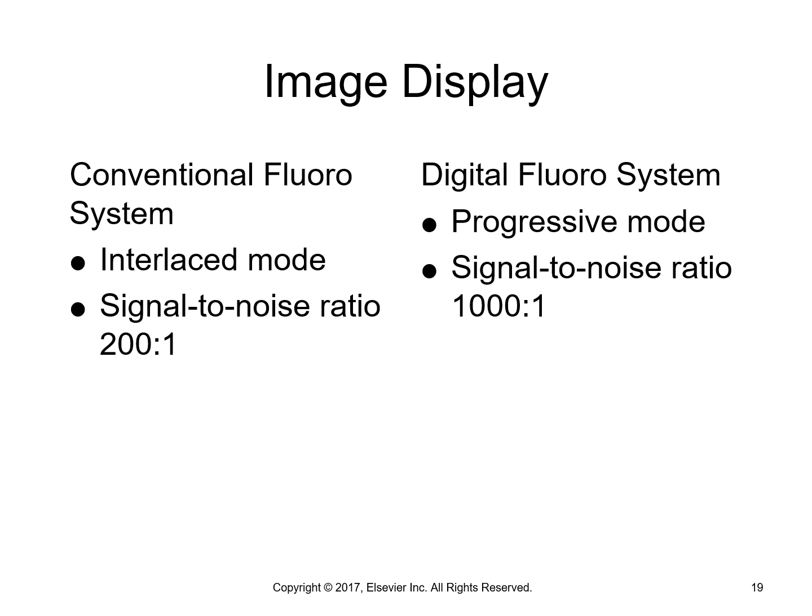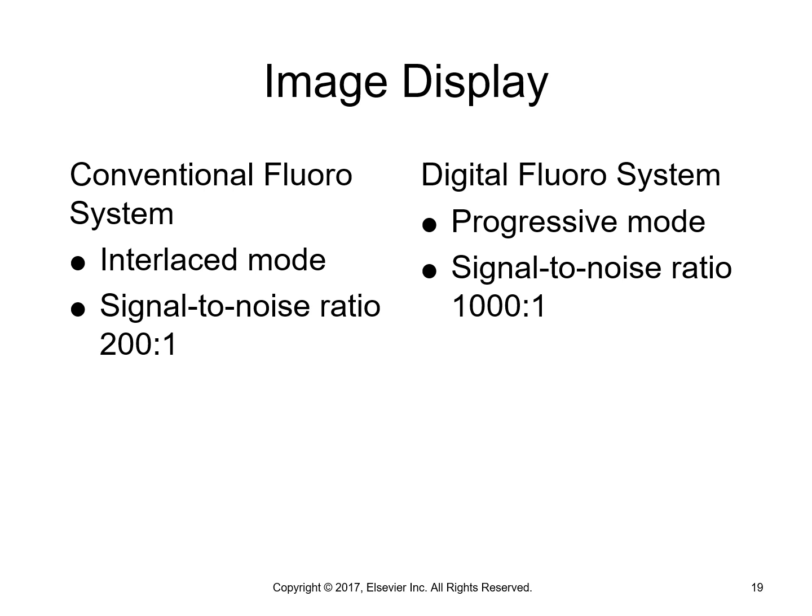All right, our image display. For a conventional fluoro system, it was interlaced mode, which is for the display, for the actual TV screen. In the day, cathode ray tube is what I'm talking about. It would populate the image every other row at a time, okay? And then the signal to noise ratio was about 200 to 1. So it's decent, but it's not great, okay?